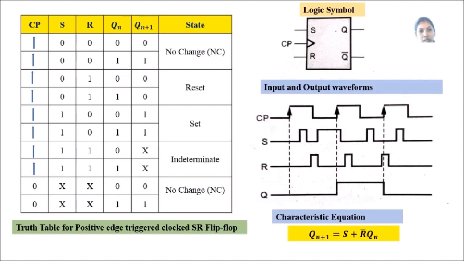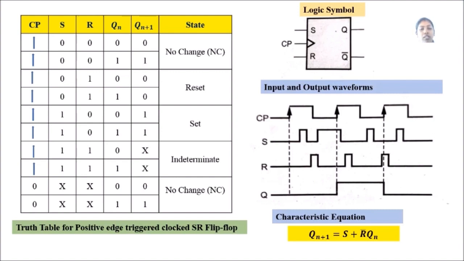The third condition is S equal to 1 and R equal to 0. That means set is equal to 1 and reset is equal to 0. So we are setting the flip-flop. In this condition, the flip-flop will go to the set condition, so the next state will become 1. Whatever the present state may be, the next state will become 1. That is called the set condition.